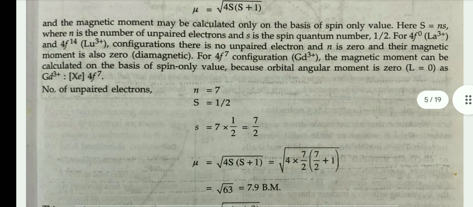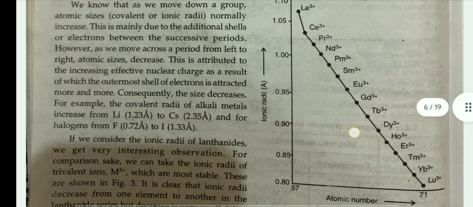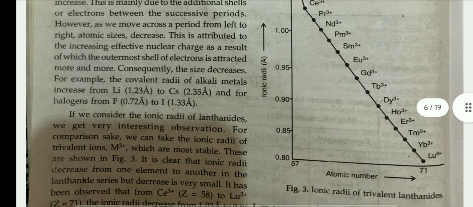Ionic radii, lanthanoid contraction. We know that as we move down a group, atomic sizes, covalent or ionic radii, normally increase. This is mainly due to additional shells of electrons between successive periods. However, as we move across a period from left to right, atomic size decreases. This is attributed to the increasing effective nuclear charge, as a result of which the outermost shell of electrons is attracted more and more. Consequently, the size decreases.